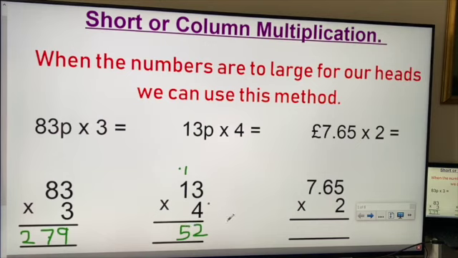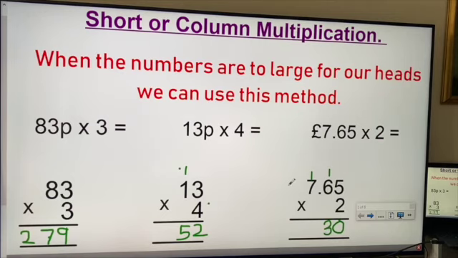Over to this one. Now, this has a decimal point, but we don't need to worry about that right now. We are going to continue with the calculation as you've been taught. So, because it's £7.65, we just need to remember that. Let's go. 2 times 5 is 10. Carry the 10 over to there. 0 ones. 6 2s are 12. Add the 1, 13. So I need to carry the 10 from the 13 over to there as well. Write my number 3 in the tens column, that becomes 30.